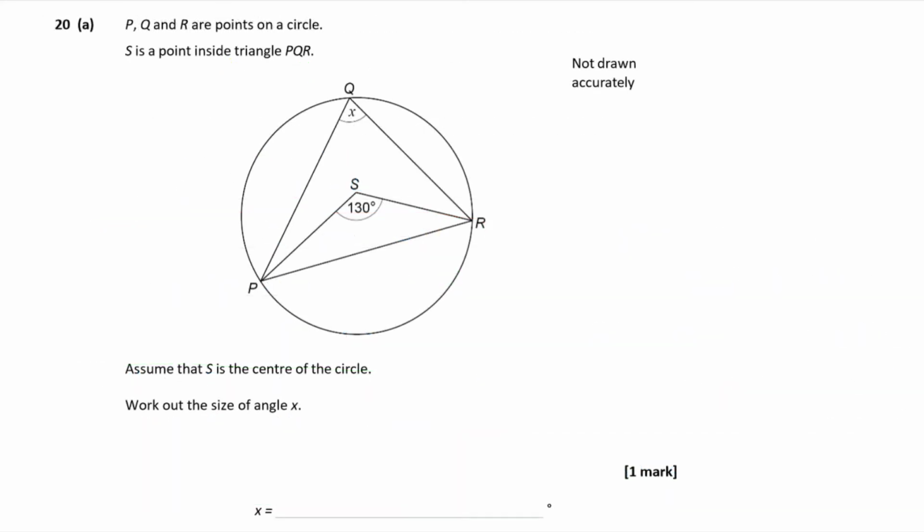All right. Question 20a. P, Q, and R are points on a circle. S is the point inside triangle PQR. Assume that S is the center of the circle. Work out the size of angle X. Right, well, if S is the center of the circle, then using the angle at the center, 130 is twice the angle at the circumference, then we would know that X is going to be half of 130, isn't it? So X equals 130 divided by 2. What's 130 divided by 2? That is 65 degrees.